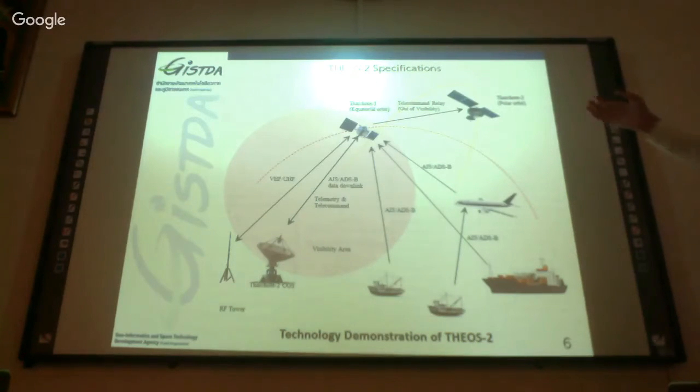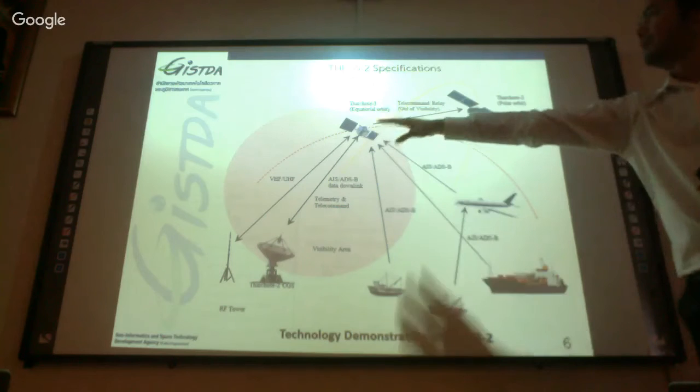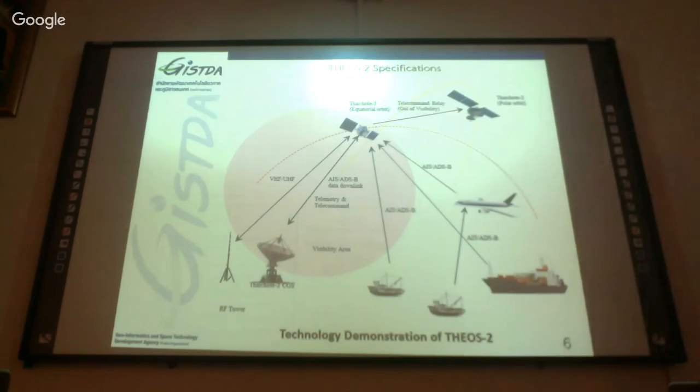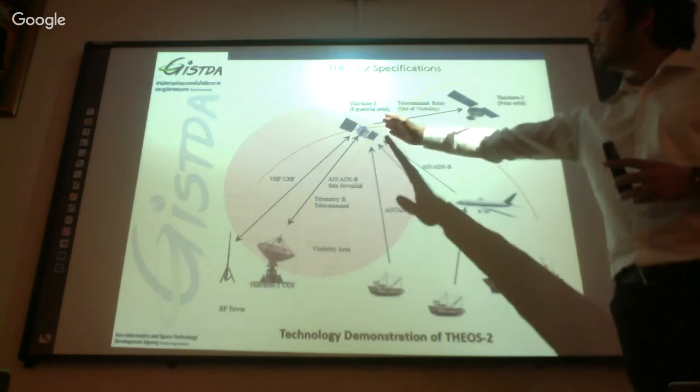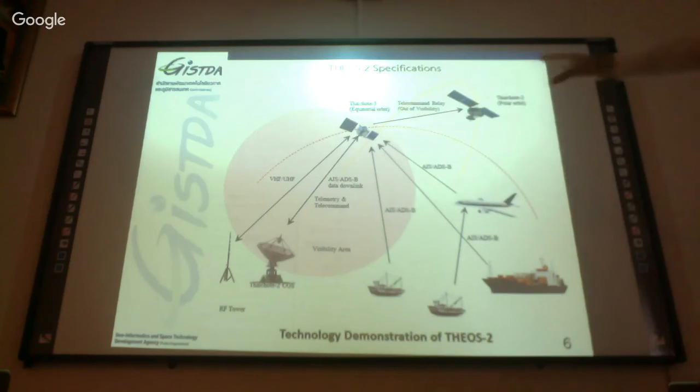If the 0.5 meter resolution satellite flies in the polar orbit, and the small satellite flies in the equatorial orbit, we will use techniques to relay the telecommand to the other one. From one satellite, we send the command to the other satellite that is out of visibility of the antenna. This is our idea.